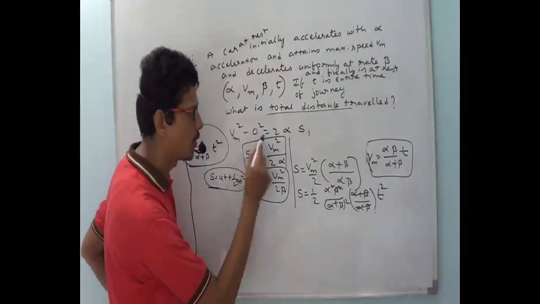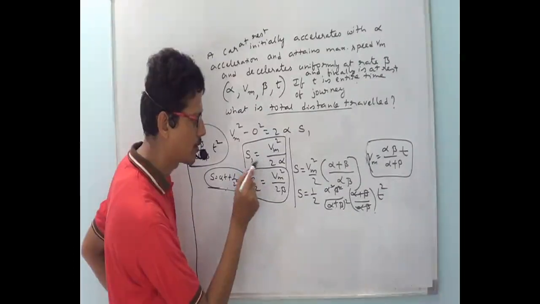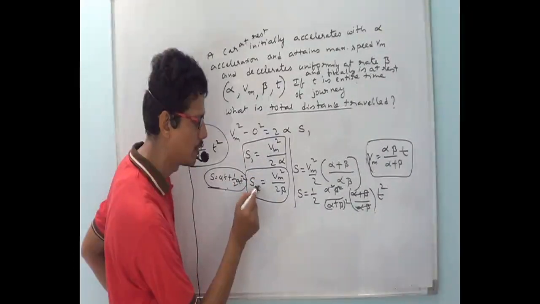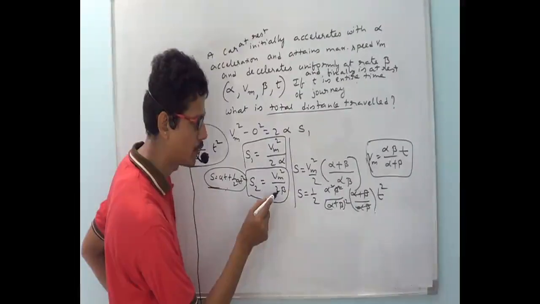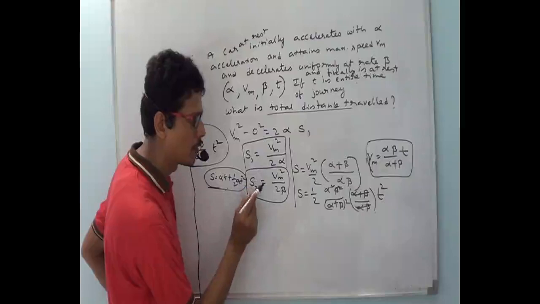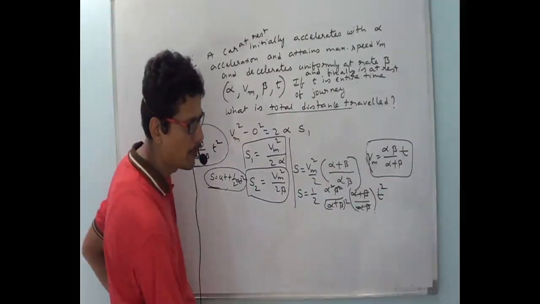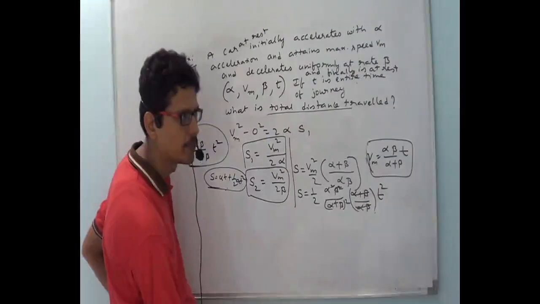I have applied this V square minus U square is equal to 2As, and this is the initial distance traveled during acceleration, and this is the distance traveled during deceleration. We already know what is this Vm. Vm is the maximum speed attained. Already we calculated the maximum speed attained: alpha beta by alpha plus beta into T.